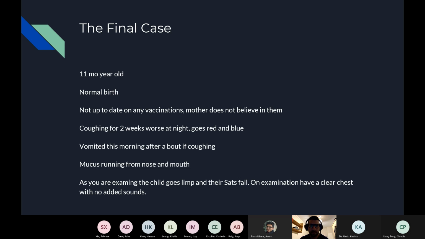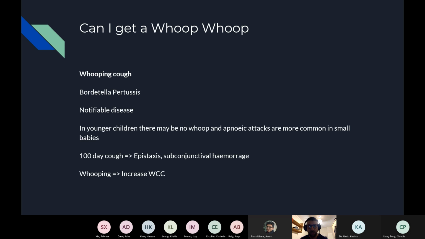Okay, so good. Can I get a whoop whoop? This is whooping cough, otherwise known as Bordetella pertussis. You get this whoop because they have this whooping cough, but they have this real apnoeic attack where these small babies' sats just completely fall. They cough so much, which is really sad, that they can burst blood vessels. They can get epistaxis and they can get subconjunctival haemorrhage, the redness in the eyes. And also, you can get this increased white cell count. It's a notifiable disease. Everyone's vaccinated against it, and it's not nice.